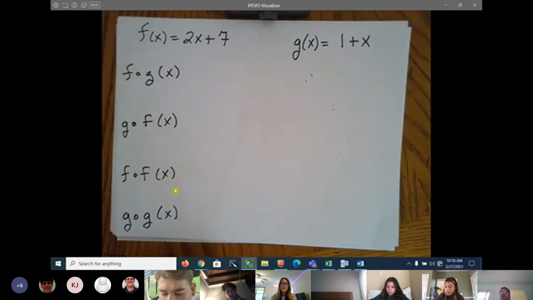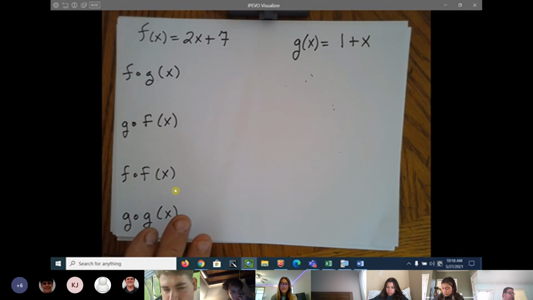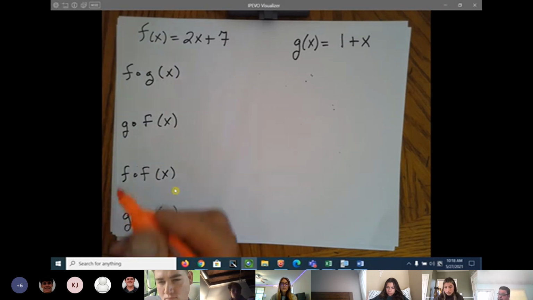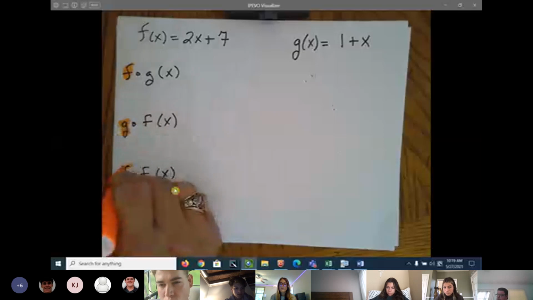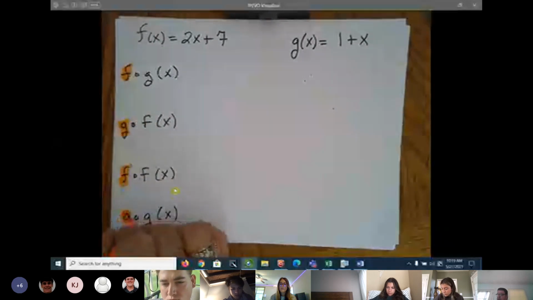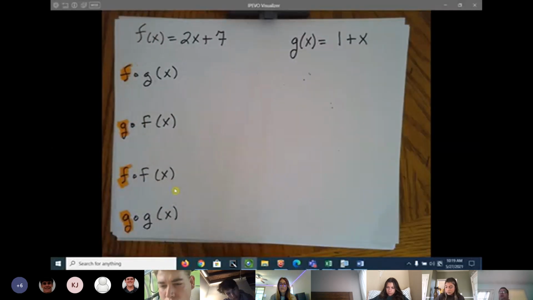And basically you're using substitution. But you've got to remember how to do it. And I guarantee you somebody out there in this class has always sucked at composition because you didn't know how to do it. So what I do is I tell students to highlight the first letter. The first letter you're going to rewrite.